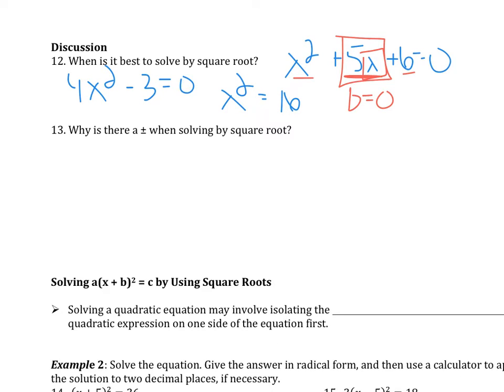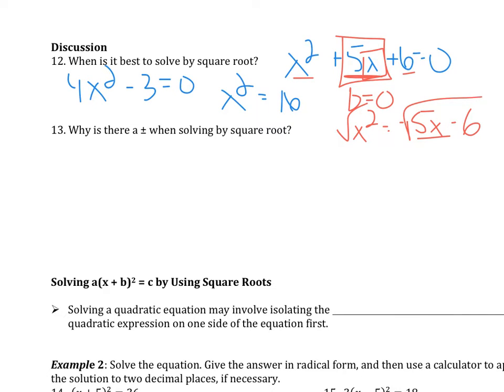Here, we can't really do that because we'd have an x on the other side. If we try to do that, we would end up with something that looks like that. And so we still have an x over there, which now we have to deal with. Taking the square root just makes this a big old mess on this side. So when is it best to solve by square root? When you have no middle term, your b is 0.